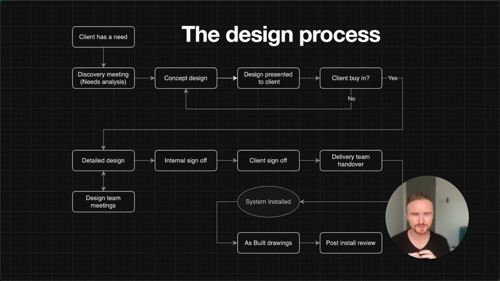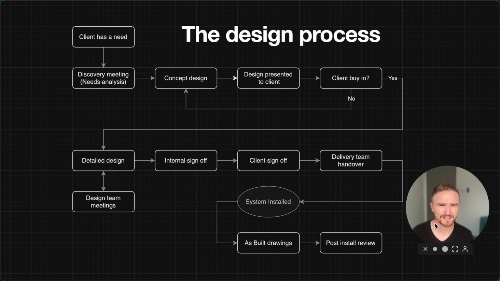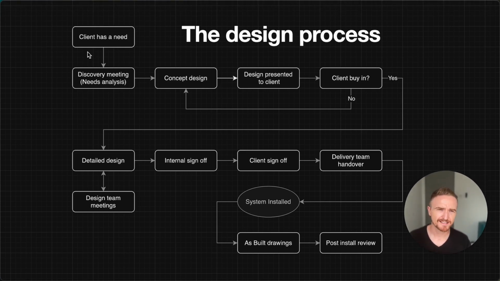Design process. The design process is going to be quite different depending on where you're working and what kind of project you're working on. So I've tried to make this concise. The client has a need. They need a training space. There's then a meeting to discover what those needs are. What are those user requirements? Their needs analysis, so a discovery meeting to figure out what it is that they actually want. A conceptual design is created: we know what you want, and we believe this will give you what you need for the space. You present that to the client.